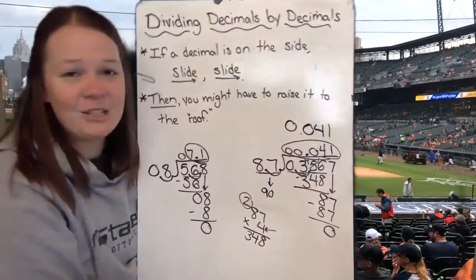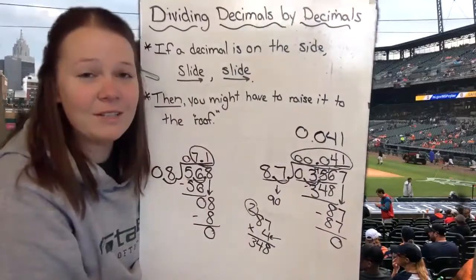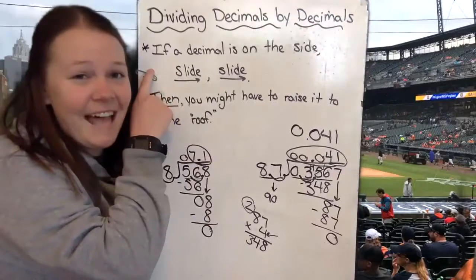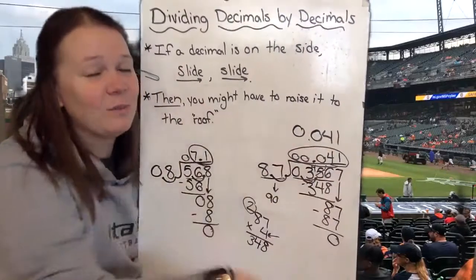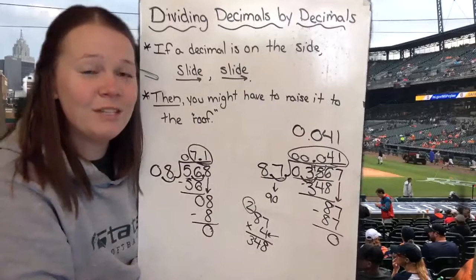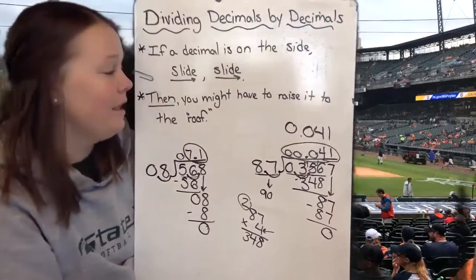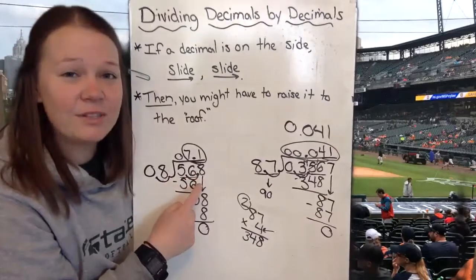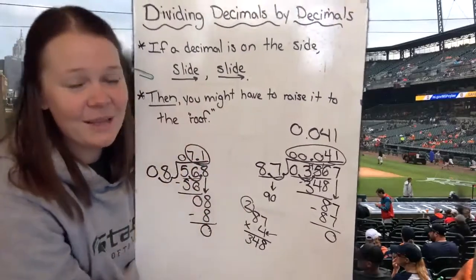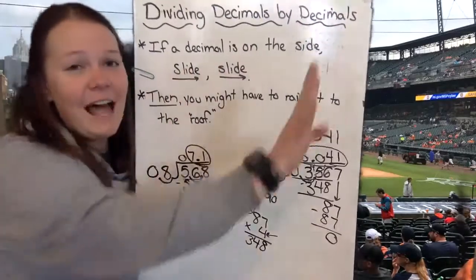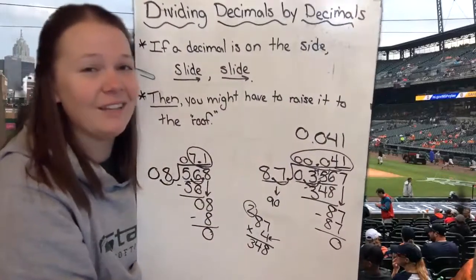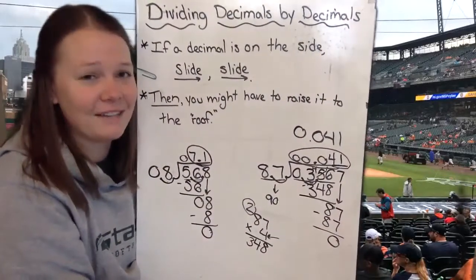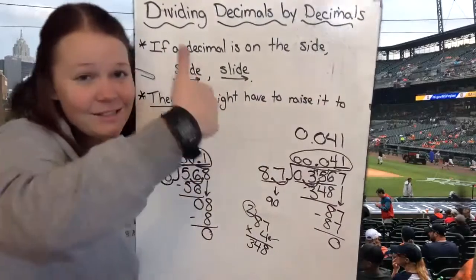Okay, so big things to remember are those 2 things that we've already talked about. If a decimal is on the side, slide, slide. So remember, slide it as many times as you need to make it a whole number. Okay, and if the decimal is still in the house, just raise it to the roof. Again, something we talked about. But always slide first because it's easier to divide whole numbers than it is to divide decimals. So slide, then raise it to the roof.